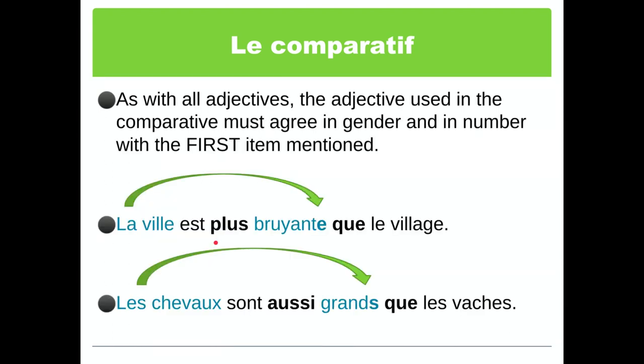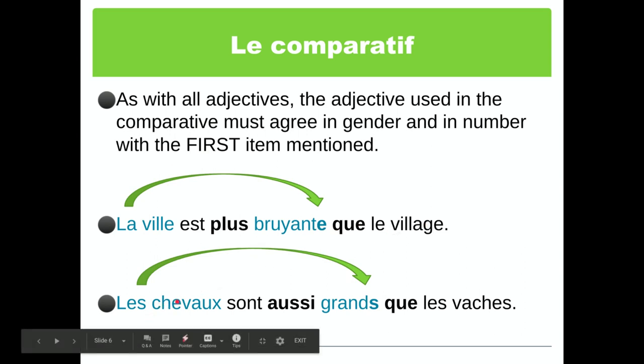So with the comparative, you already know that adjectives always have to agree in gender and number. You learned that in French 1 with adjective agreement. However, in the comparative, the adjective has to agree with the first thing that is mentioned. So in la première example, in the first example, we have la ville is the first thing that we're talking about, the city. So la ville est plus bruyante que le village. So the city is more noisy or more loud than the village.